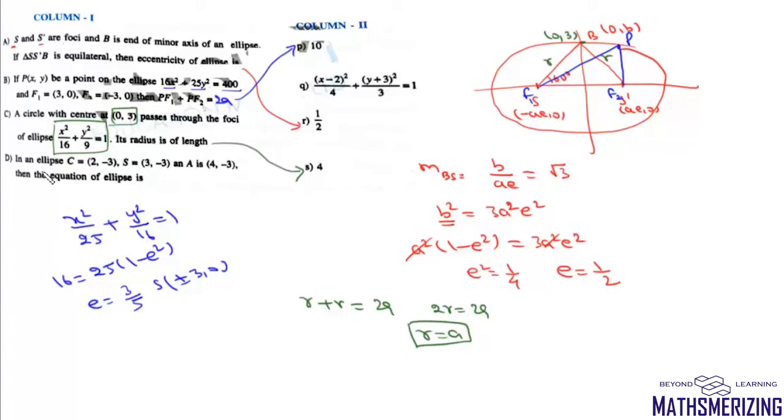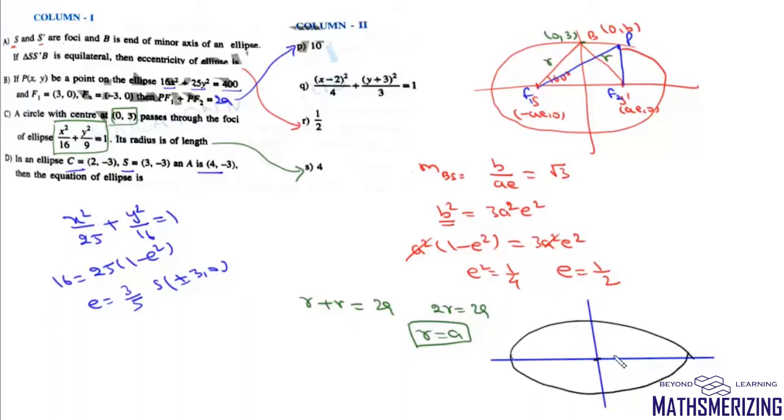Now question number D, it says, in an ellipse, we are given center, focus and its vertex. If we draw this ellipse, its center is at 2, minus 3. Focus is at 3, minus 3. And its vertex is at 4, minus 3. Now for this ellipse, center is not at origin and the axes are parallel to x-axis and y-axis. That means this ellipse is translated, which is going to change its equation.